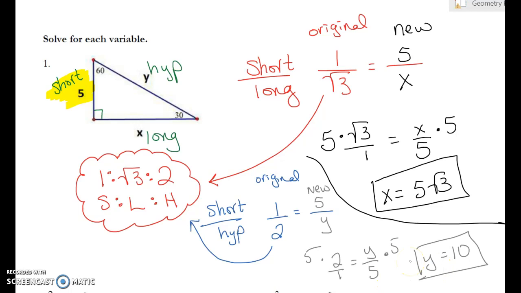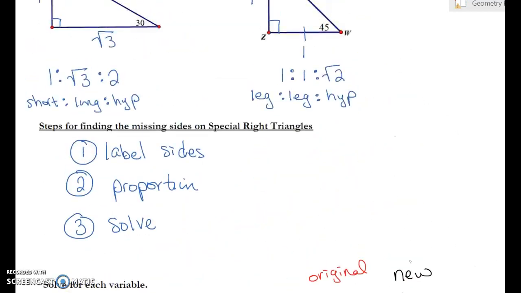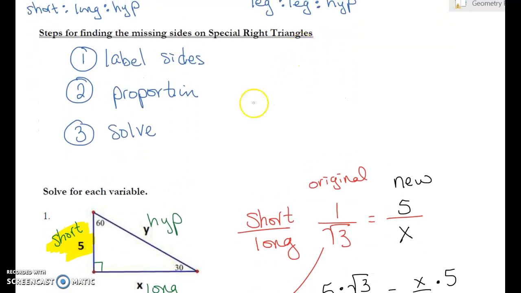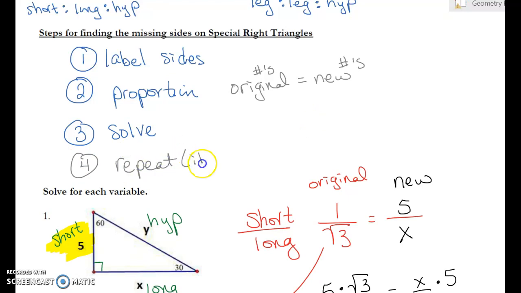So let's go back and look at our steps. We might add some stuff. Our step 1 was to label the sides. Step 2 to set up a proportion. And so it was original is going to equal the new numbers. Original numbers, new numbers. And then you solve. And then for step 4, repeat to find if needed, if there's another side that's needed. Okay?